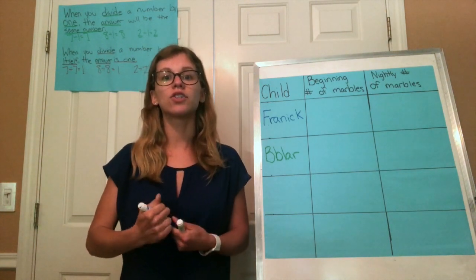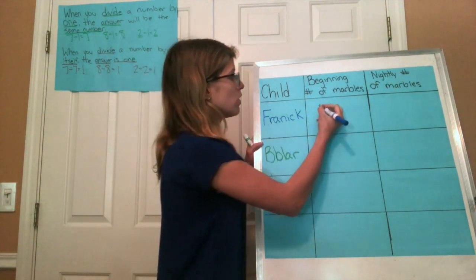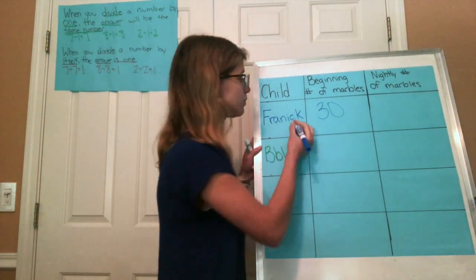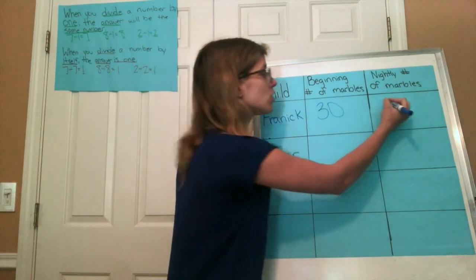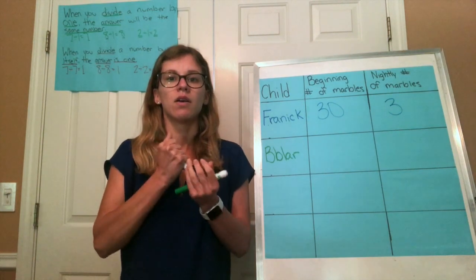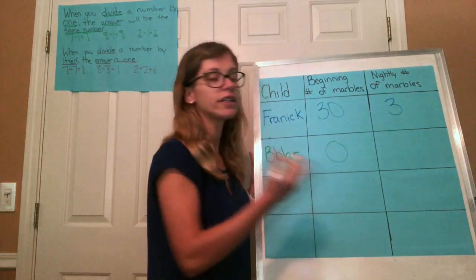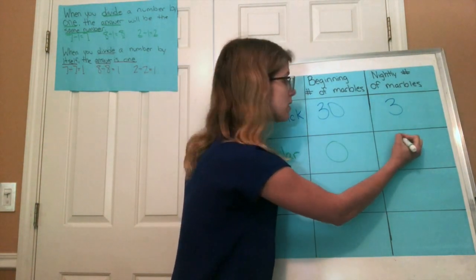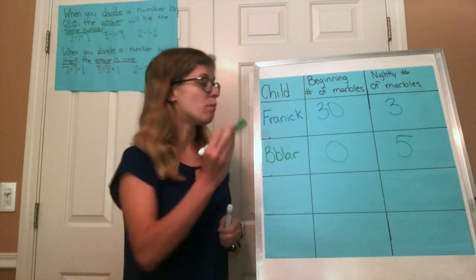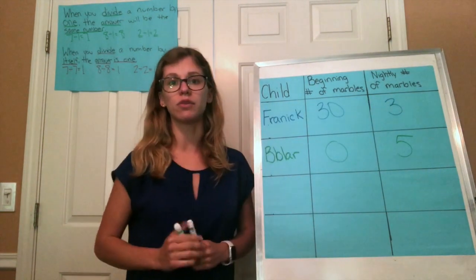Here's a chart that shows how many magic marbles 2 different children on Romar received. Franek started with 30 marbles because she saved some over from last year. And each night, she's going to be getting 3 marbles. But Bolar started with no marbles. He already spent all of them the year before, but he gets 5 marbles each night. So they get 2 different amounts, but they get the same amount each night. Bolar gets 5 every night, and Franek gets 3 marbles every night.